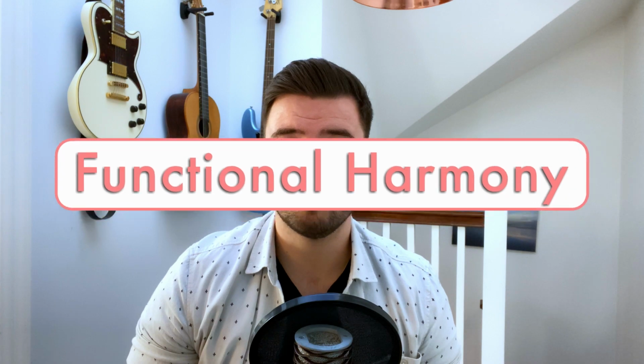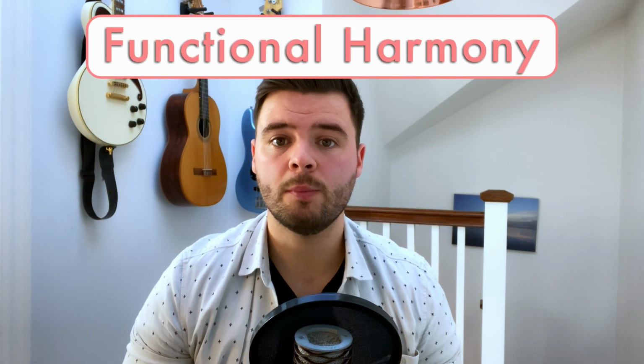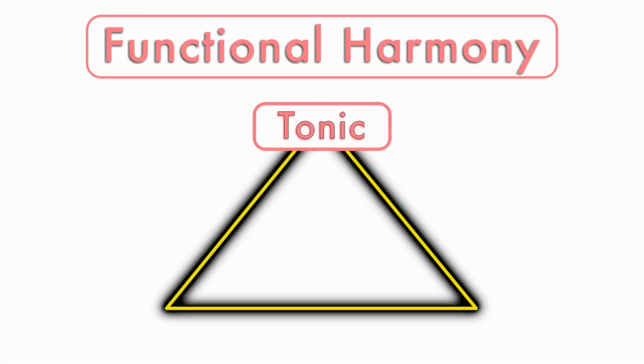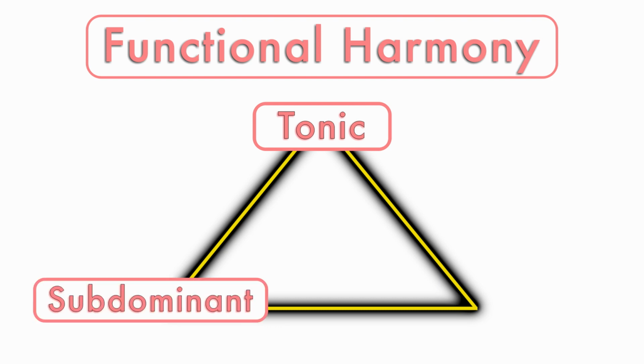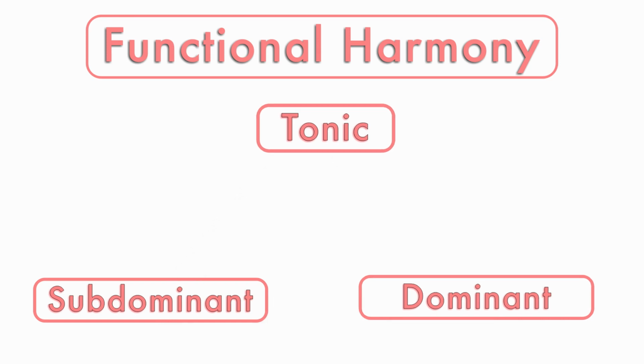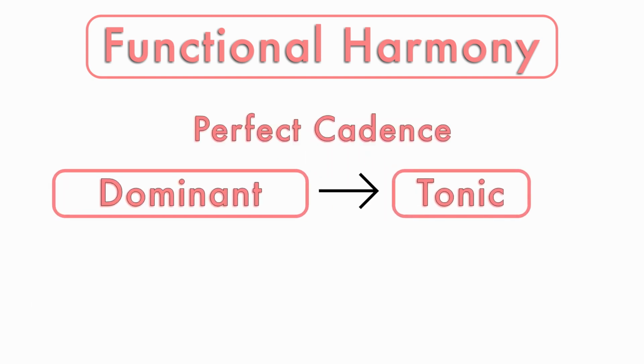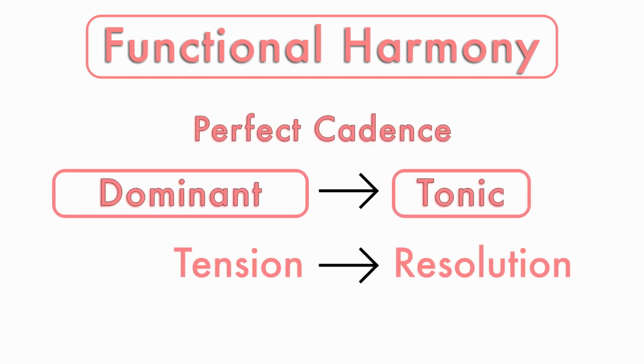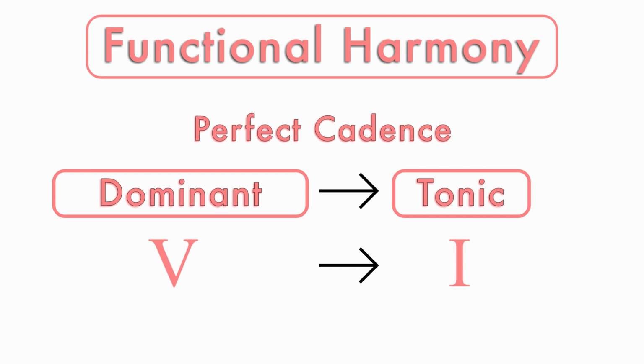In functional harmony, the chords are divided up into 3 categories: tonic function, subdominant function, and dominant function. And the strongest relationship happens between the dominant and tonic chords. This is why the perfect cadence is considered one of the strongest harmonic progressions. The perfect cadence consists of chords 5 to 1 or G to C in the context of C major.